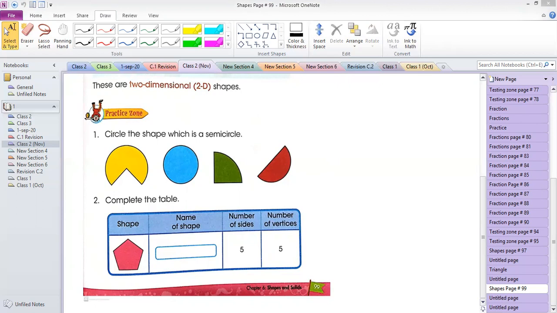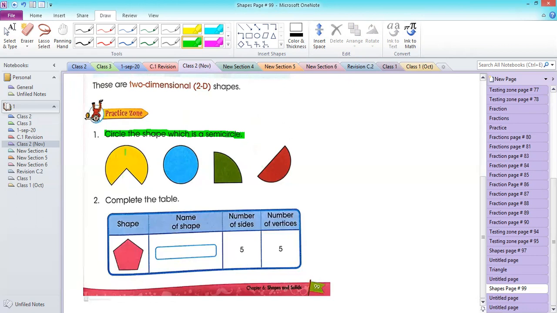Did you open the book? Okay, I'm reading the question for you. In the practice zone, there is a question. The question is saying, circle the shape which is a semicircle. You have to identify which shape here is a semicircle.